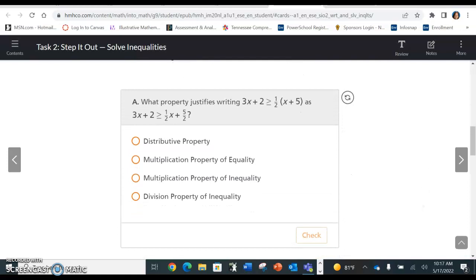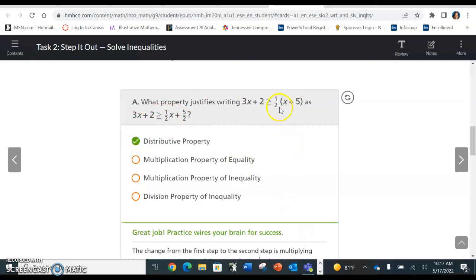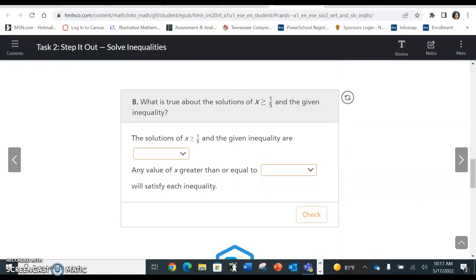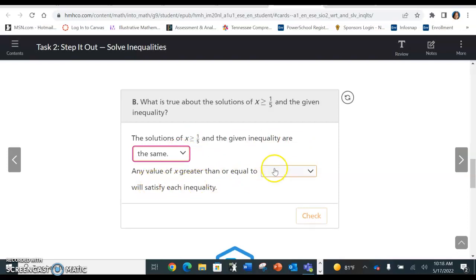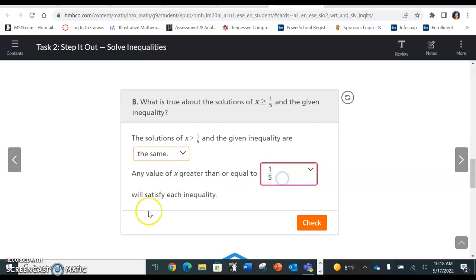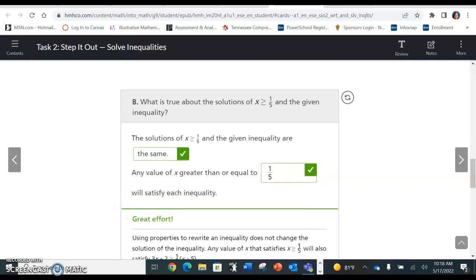All right, so it says, which property justifies writing 3x plus 2 greater than or equal to 1/2 times x plus 5 as this? All right, so we said that is the distributive property. So multiplying the 1/2 by each thing inside the parentheses gets rid of the parentheses. What is true about the solution of x greater than or equal to 1/5 and the given inequality? All right, so the solutions of x greater than or equal to 1/5 and the given inequality are the same. Any value of x greater than or equal to 1/5 will satisfy each inequality or make it true. So it means it will be a solution.